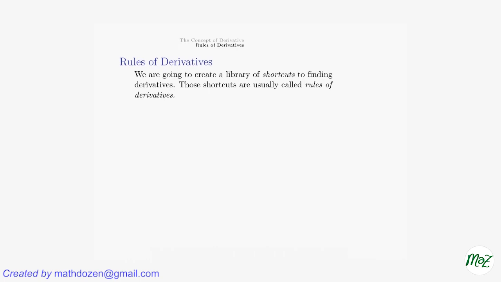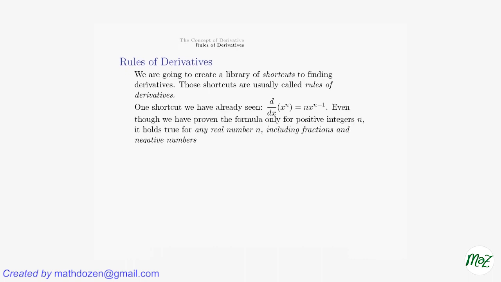Now we are going to work on a library of shortcuts to find derivatives, and those shortcuts are usually called rules of derivatives. One shortcut that we have already gotten is the derivative of x to the power n, and it is equal to n times x to the power n minus 1. It is true that we proved the formula only for positive integers n, but that same formula holds true for any real number n, including fractions and negative numbers. There are some other shortcuts that we will find useful.